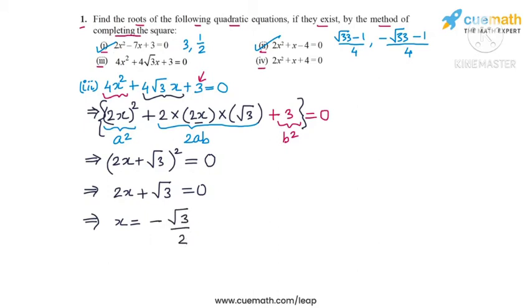So this equation actually has two roots which are identical. Both roots are minus root 3 by 2. So let's write this here, minus root 3 by 2 and minus root 3 by 2. Now that completes part 3. Now let's go to part 4.